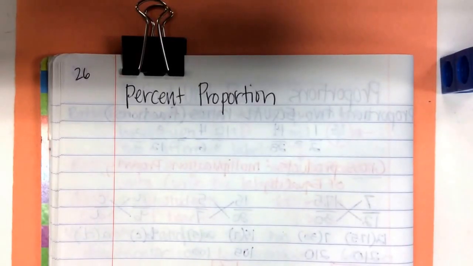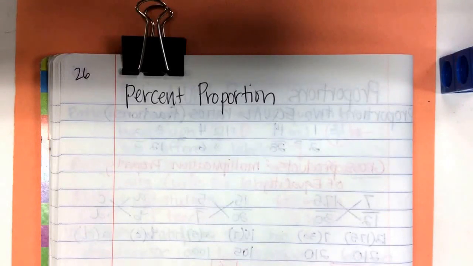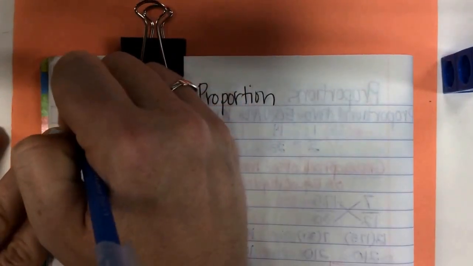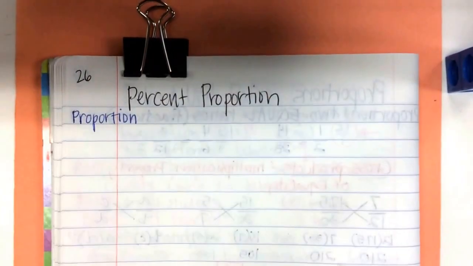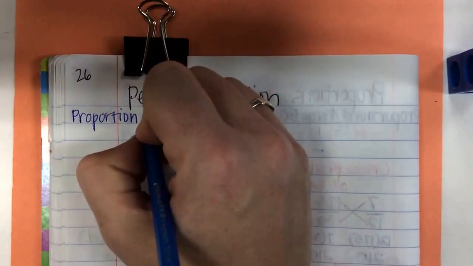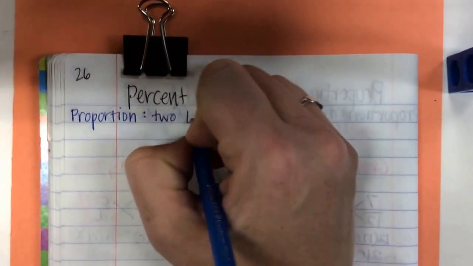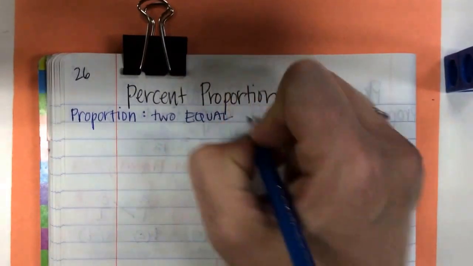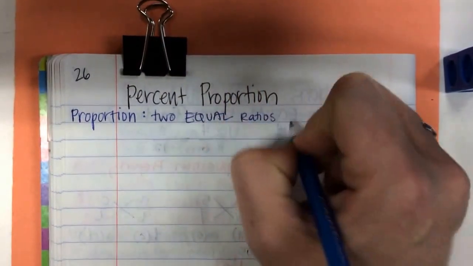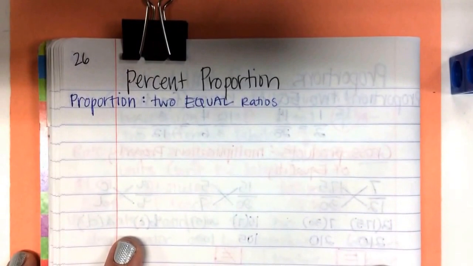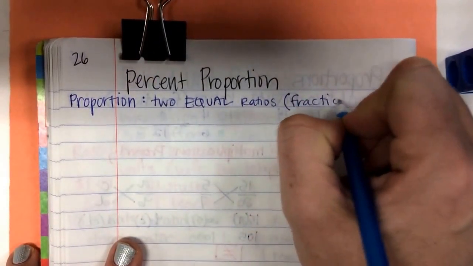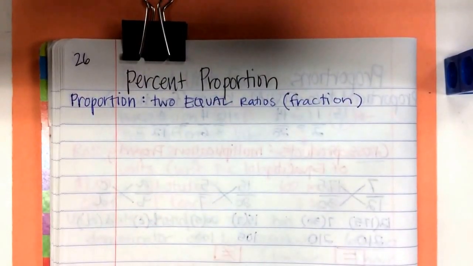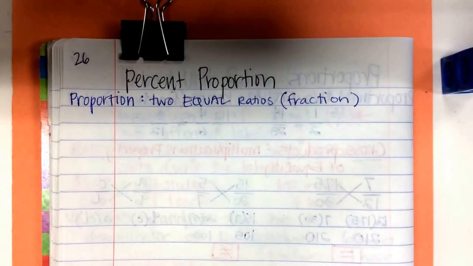Percent proportion. Let's start with proportions again. And remember, a proportion is two equal ratios. And a ratio is a fancy word for a fraction. So two equal fractions.